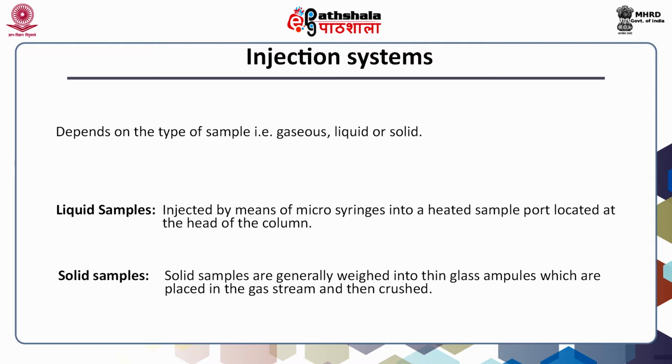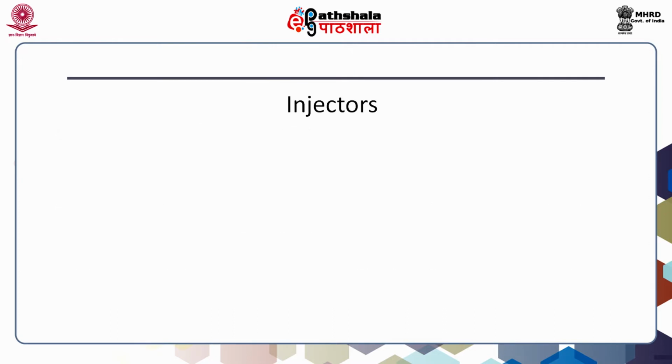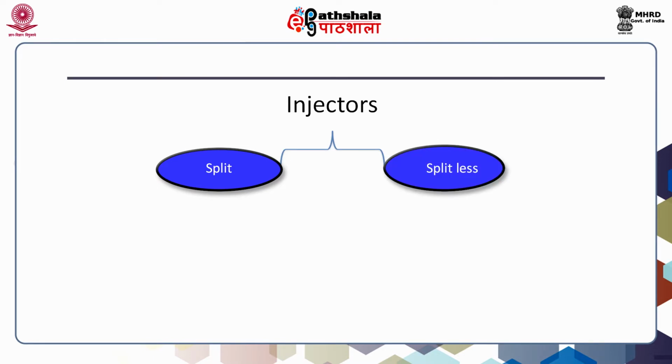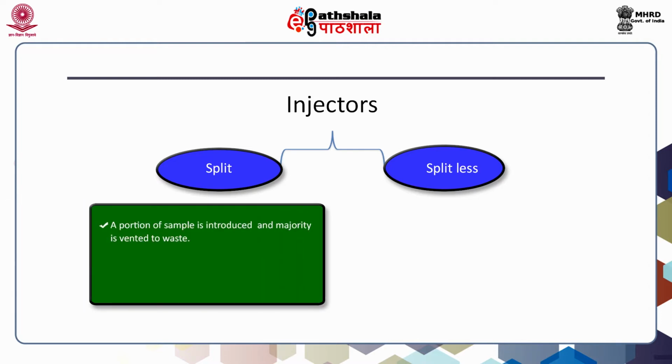So, there are two types of injection systems that we will be discussing in the next slide. As I said, there are two types of injectors. One can be the split type of injector, another one is the splitless injector. Now, split type of injectors, as the name indicates, will be doing the splitting of something. That means these injectors are required where a portion of sample is introduced in the injector and the majority of it is vented to waste. This is required in applications where we need a very small amount of sample to pass through the column.